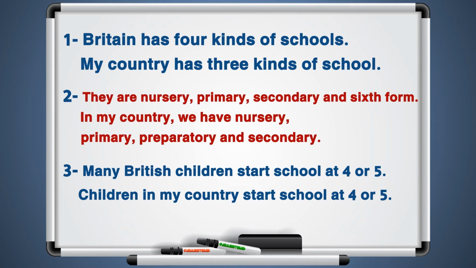2. They are nursery, primary, secondary, and sixth form. In my country, we have nursery, primary, preparatory, and secondary. 3. Many British children start school at 4 or 5. Children in my country start school at 4 or 5.